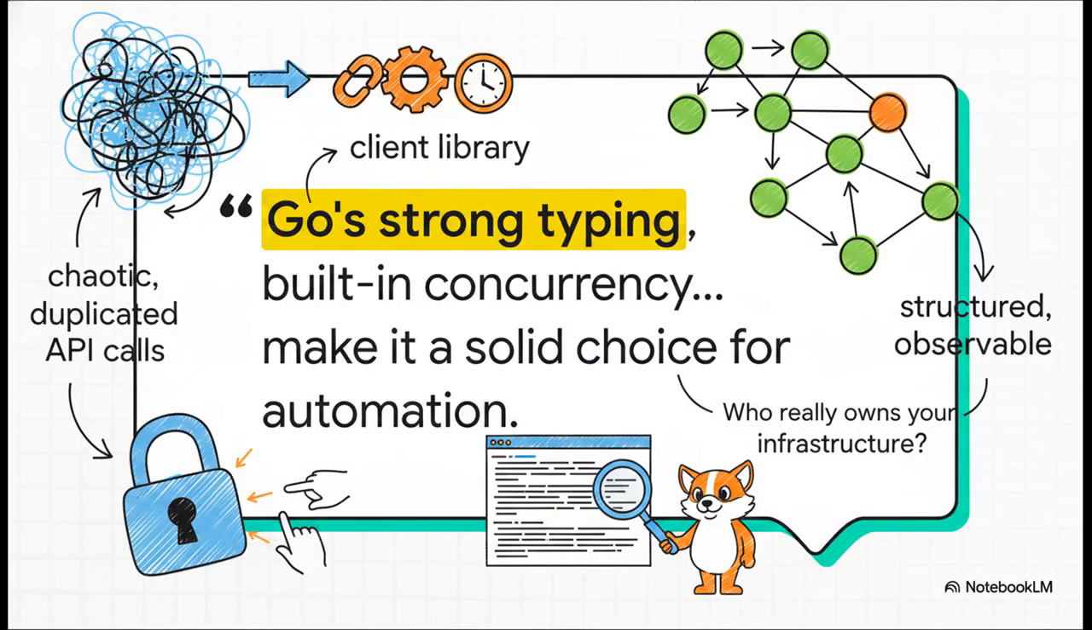We've covered a massive journey today, transforming chaotic, duplicated API calls into a structured, observable, and strictly typed Go client library. But I want to leave you with this final provocative thought. Without ownership, the client library becomes shared infrastructure without a clear operator. So take a really hard look at your code base today and ask yourself, who really owns your infrastructure?